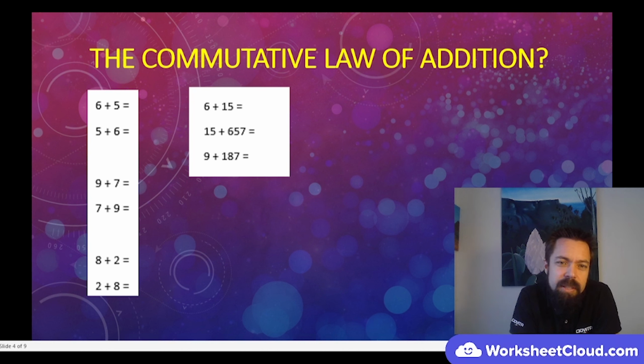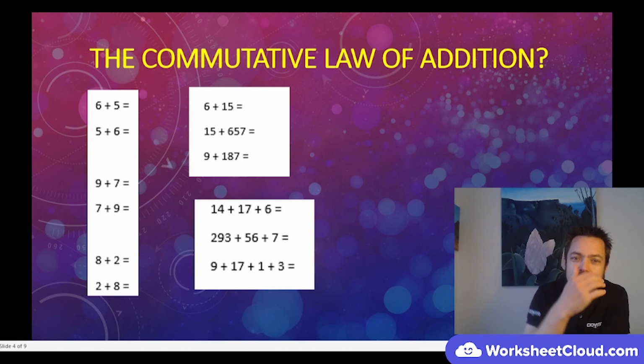to get my answer, which is a bit easier as far as I'm concerned. And the same for the second one. I wouldn't say 15 plus 657. I'd say 657 plus 15, knowing confidently that I'd be able to get the right answer because it doesn't matter which way we add. And the same with the third one.